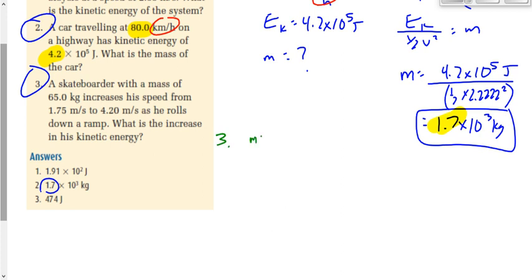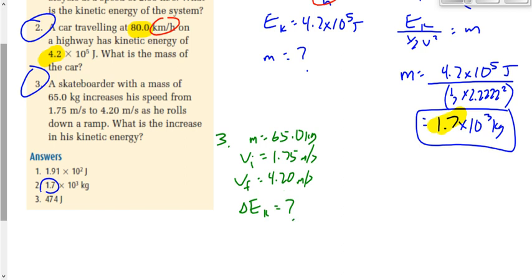We're going to say that the mass here is 65.0 kilograms. We're going to say that something is 1.75 and something is 4.20. What's the first something? VI. This is how fast it's moving initially, VI. We'll call that speed because it doesn't give us direction here. The final speed is 4.2 meters per second. We want to find the increase in kinetic energy. Increase means the same as the word change. Change is given by what symbol? Delta. So we're looking for delta EK.